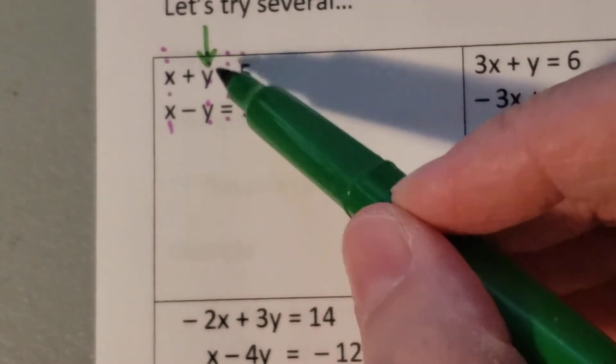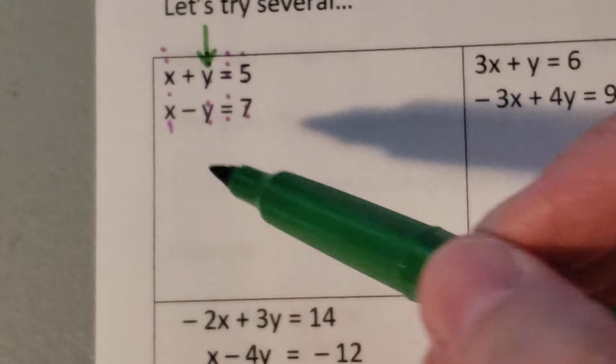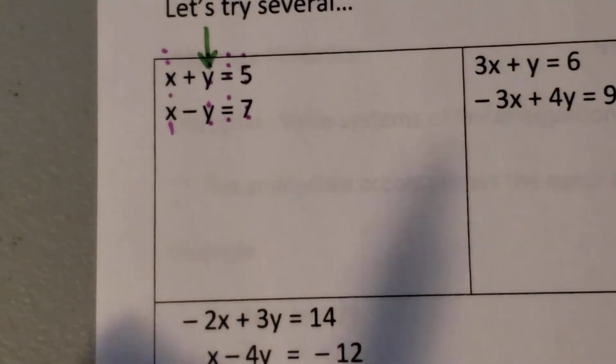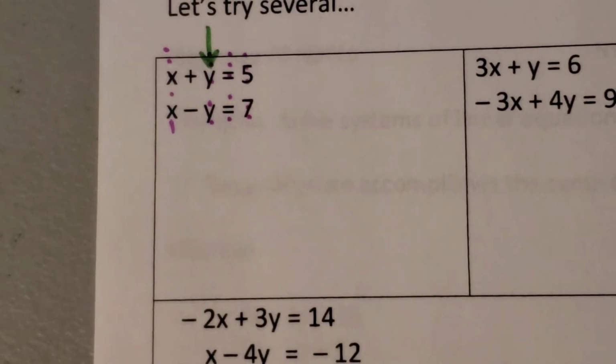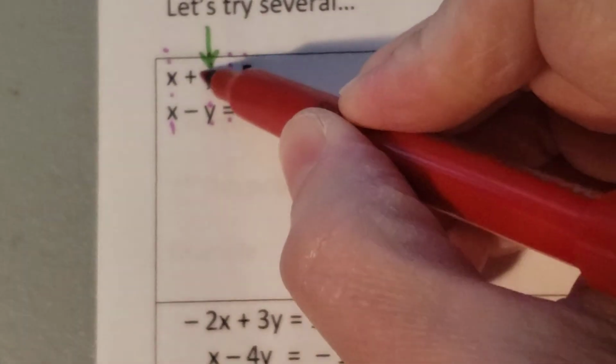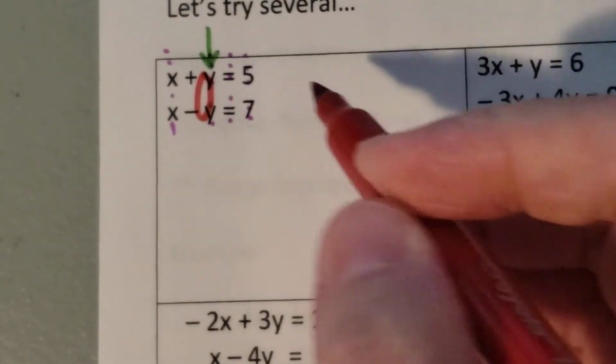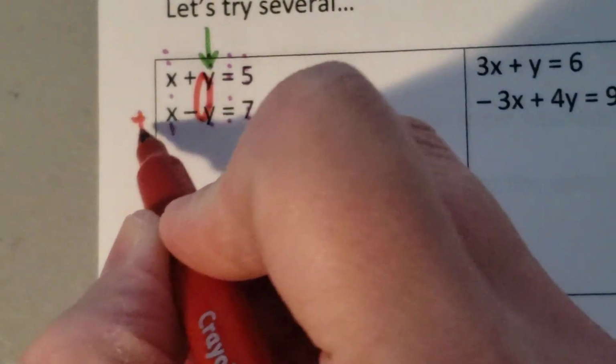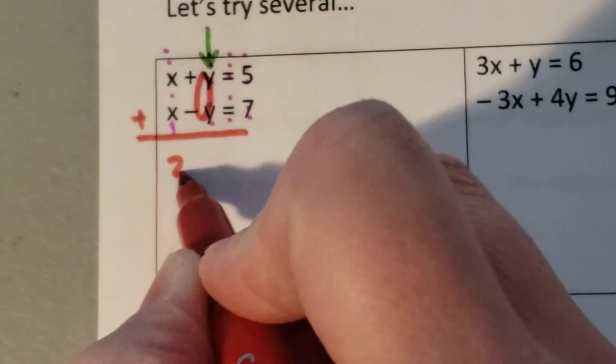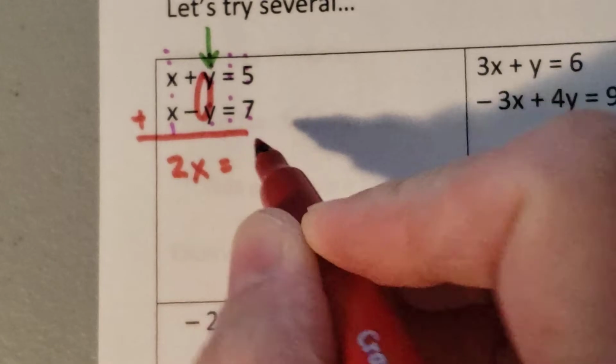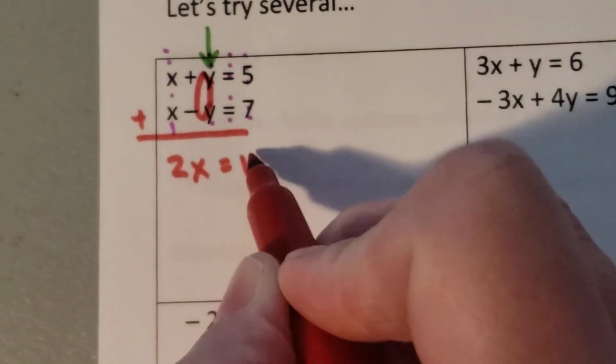We'll do that eventually. But a positive y and a negative y are opposites. In a moment they are going to zero out, and that is step 3. A positive and a negative y are nothing. Now I can add this together. X and x are 2 x's. 5 and 7 make 12.